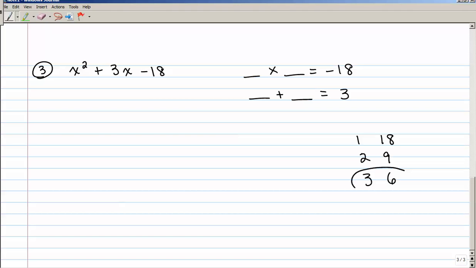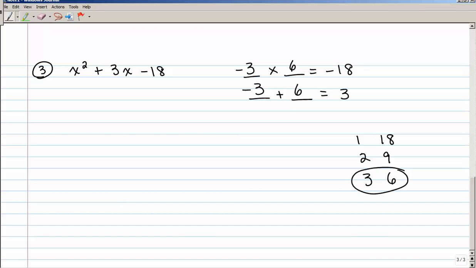Well, I think it's going to be a 3 and a 6. So one of these has to be a 3, and one has to be a 6. And in order to make the first equation true, because 3 times 6 is not negative 18, one of these is going to have to be negative. It really doesn't matter which one's negative to make the first equation true, but the same one has to be negative in the second equation. So in order to make my second equation true, the 3 has to be negative.